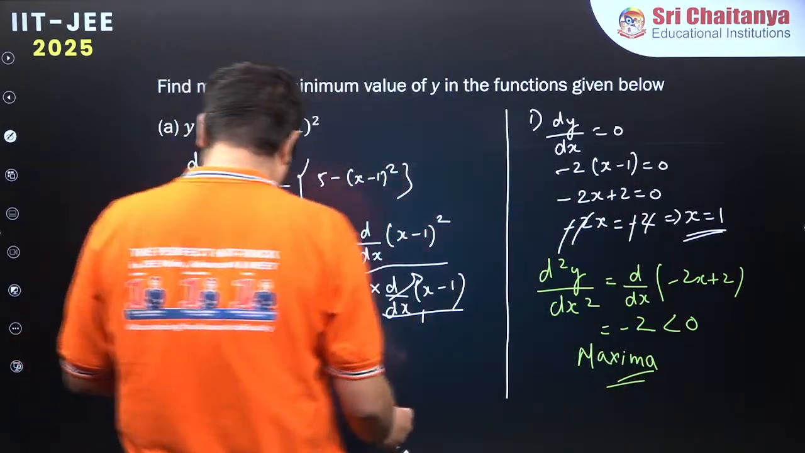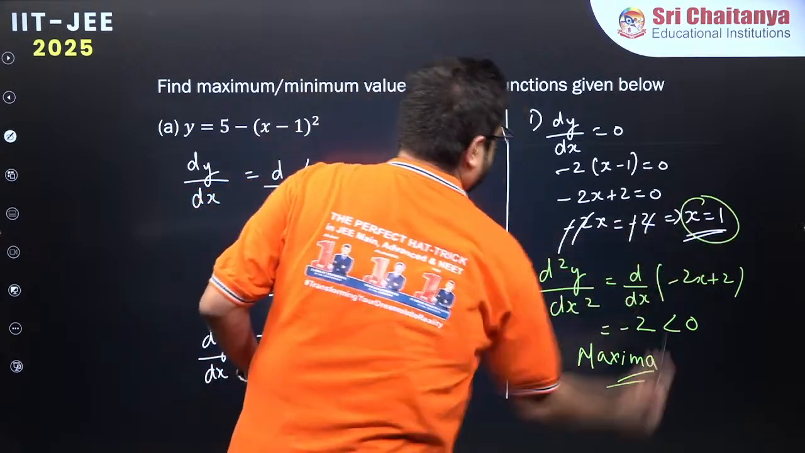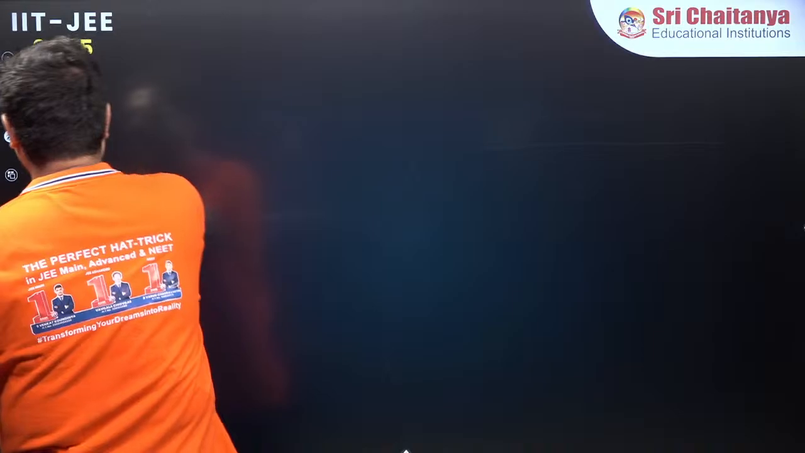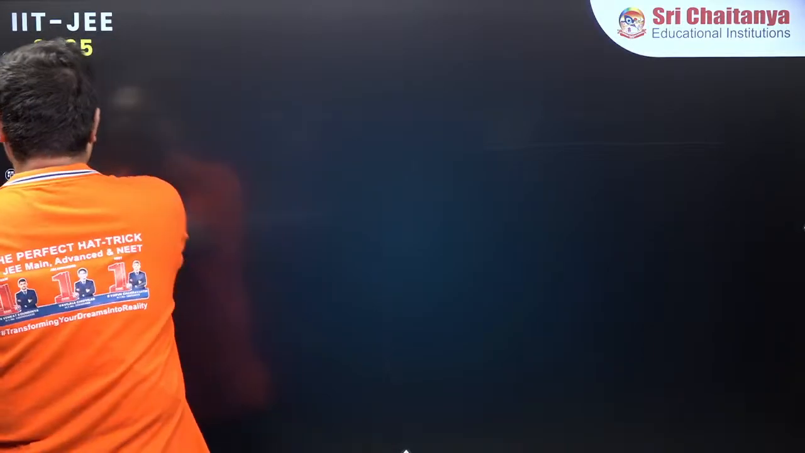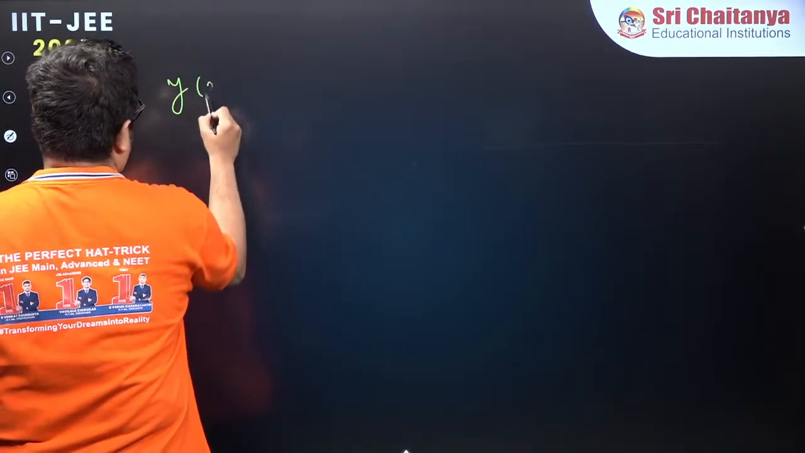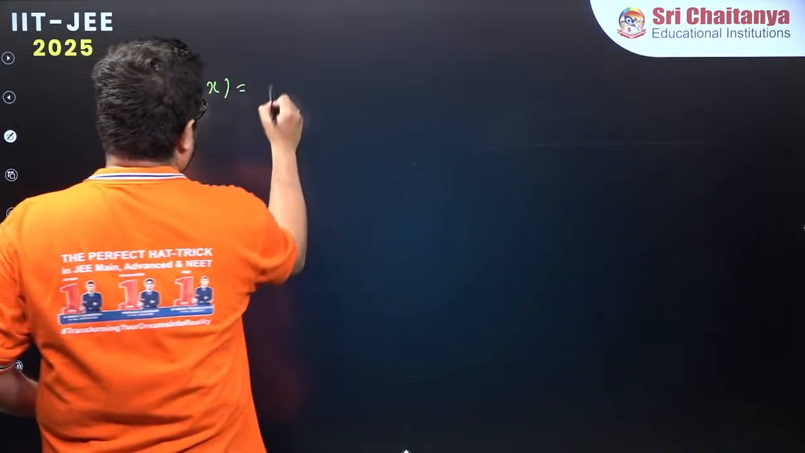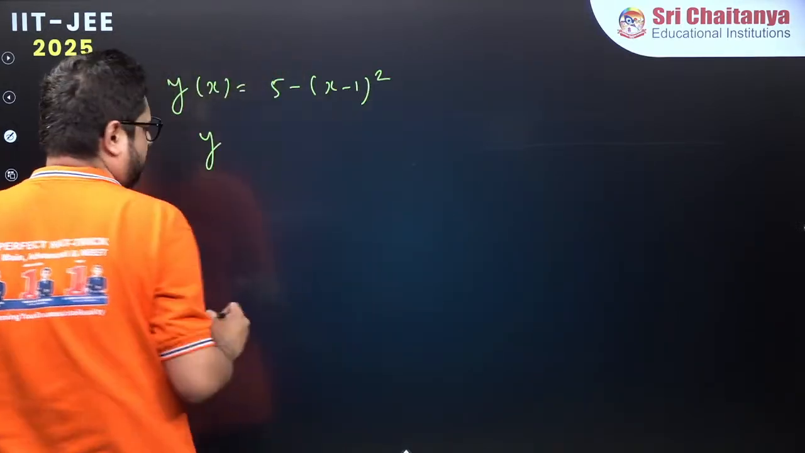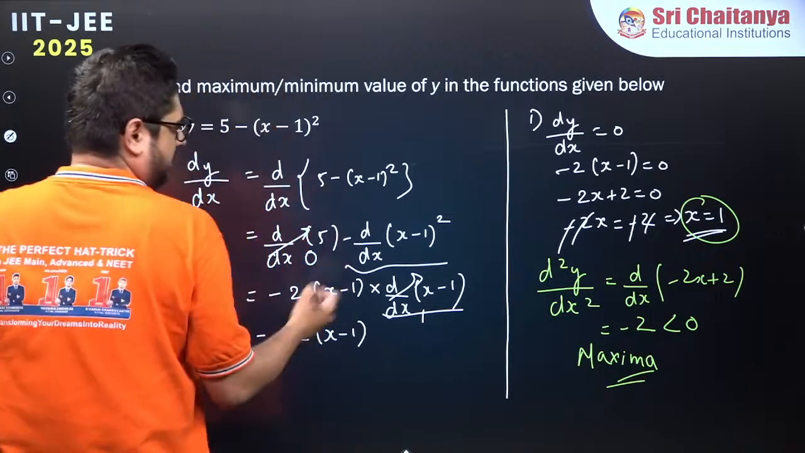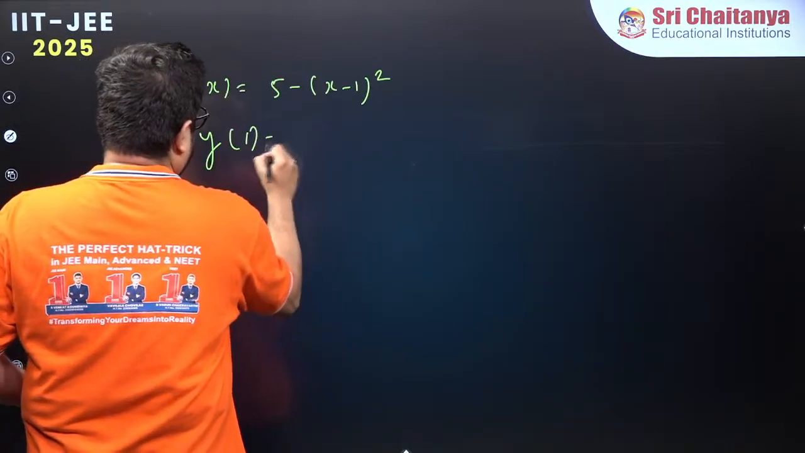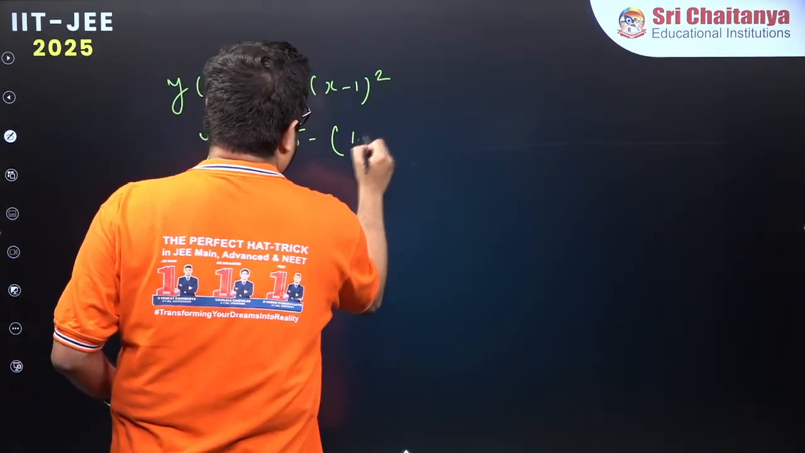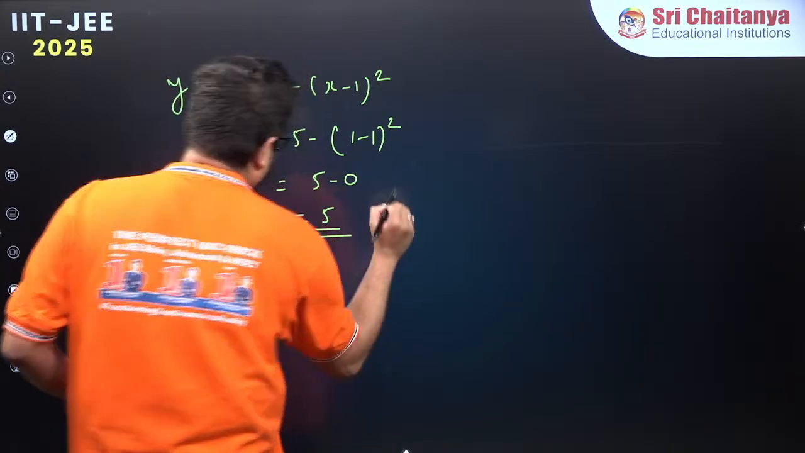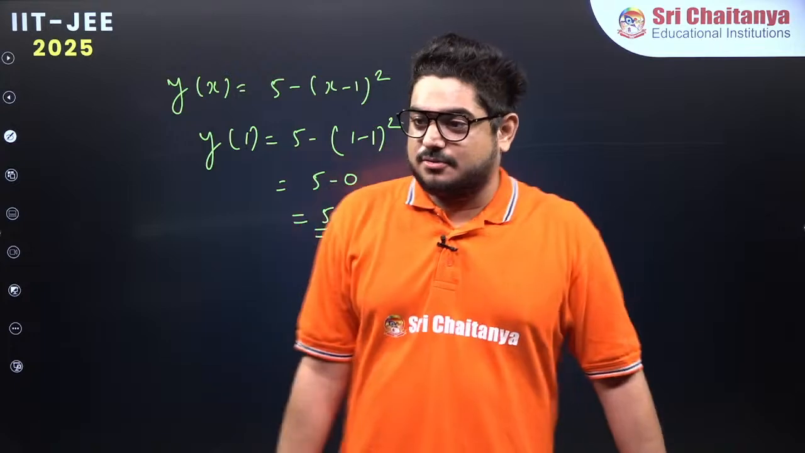So what I have to do? We need to take this value of x as equivalent to 1 and put it over there in this function. So as a result, I can write down, since y of x was being given as 5 minus of x minus of 1 whole square, I have to put the value of x over here as 1. So it is going to be 5 minus of 1 minus 1 whole square, which is 5 minus 0. 5 is the maximum value.